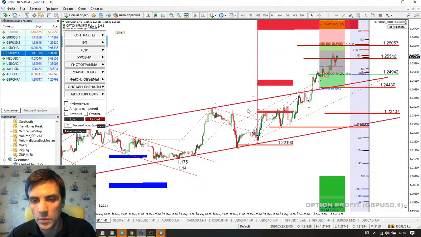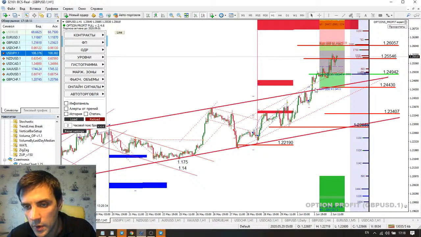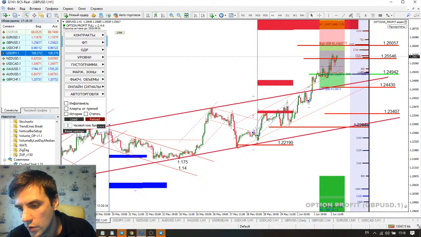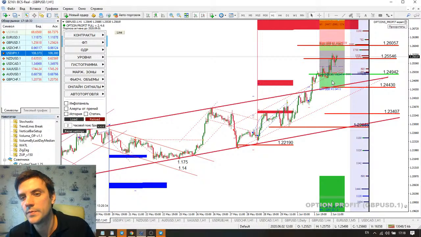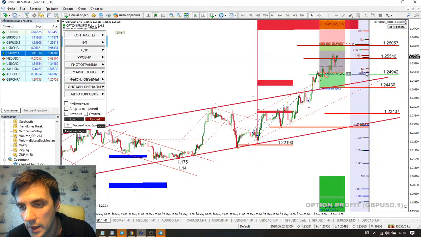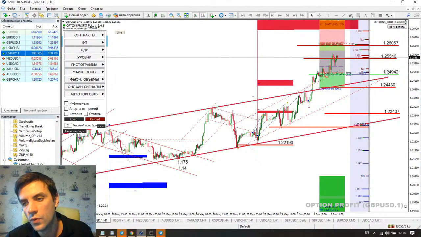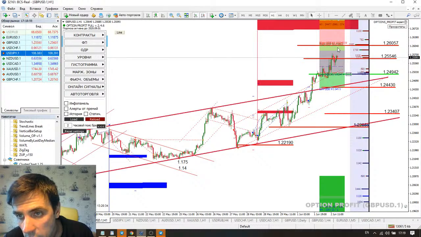I close all my trades in Great Pound against dollar in this level. I buy from this channel, from the bottom of this channel, and hold these positions up to yesterday. Now the movement continues. The balance line and the volume of option contracts is concentrated on this level, 1.2494.